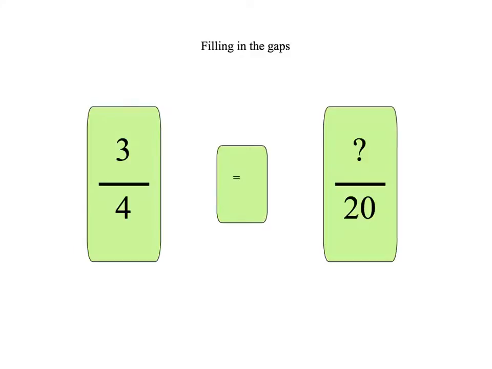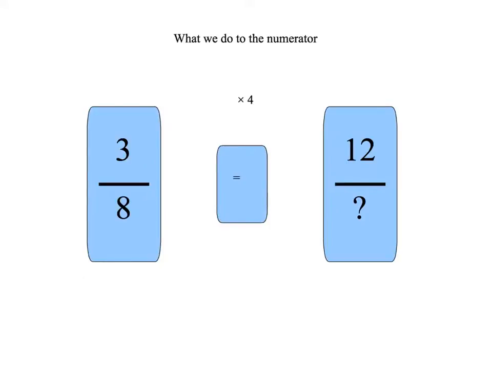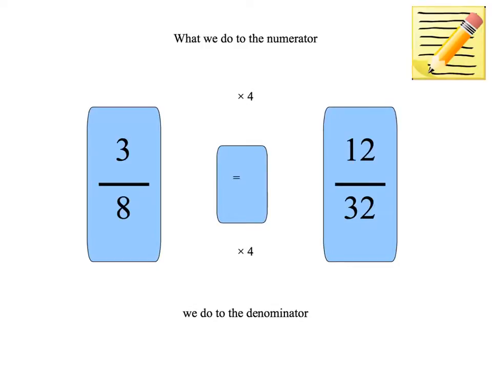So 4 times 5 is 20. So 3 times 5 is 15. So 3/4 also equals 15 over 20. Alright, so what we do to the denominator, to multiply that by 5, we must do to the numerator. Please can you write that down in your books just to remind you. Very important rule you must remember.